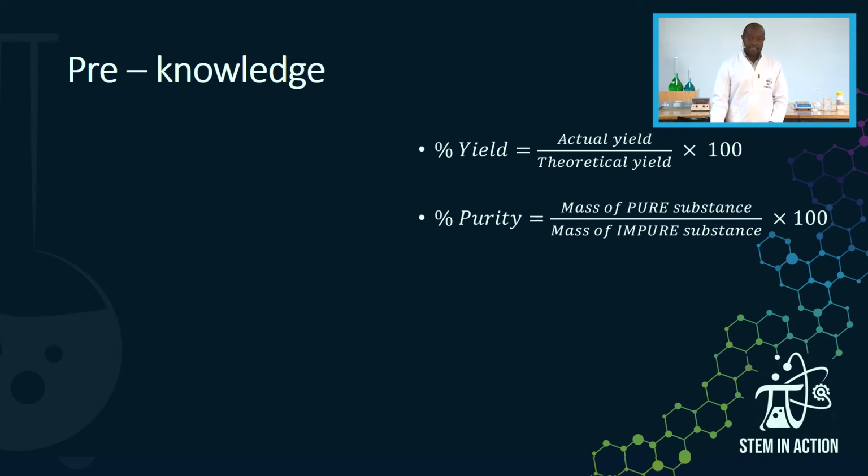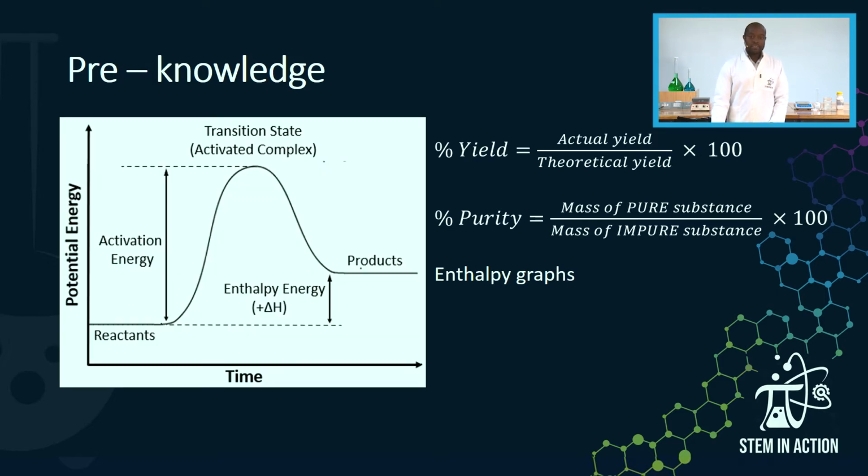And something else that you are also going to need to know about, which you also learned already in grade 11, are enthalpy graphs. So this is an enthalpy graph. And what you notice is that an enthalpy graph is showing us here on the y-axis the potential energy and on the x-axis the reaction time. And it's basically showing the progression in energy levels of our reactants as we move from reactants to products.